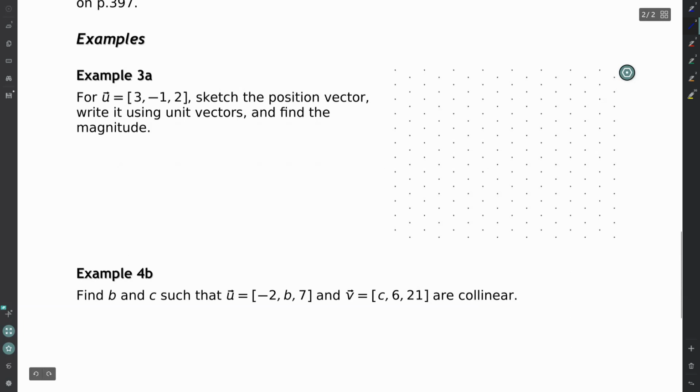I've chosen a couple of examples. So example 3a, we've got a vector written as an ordered triple, and we're asked to sketch the position vector, write it using unit vectors, and find the magnitude. So let's draw a set of axes here. There's a z-axis, and I happen to know, because I have a solution in front of me, that the x-axis needs to be a little bit longer. So we'll label that x and y and z. I am using my favorite isometric graph paper here. We'll set up a nice big scale so we can really see what's going on.